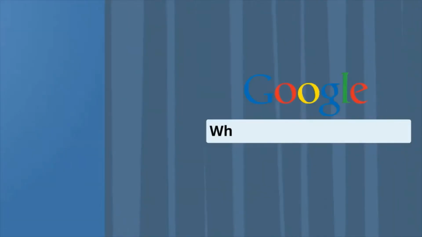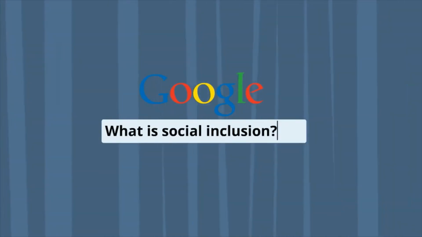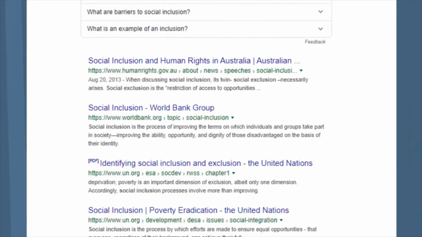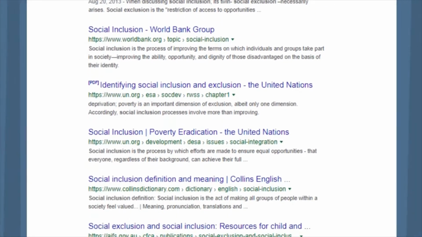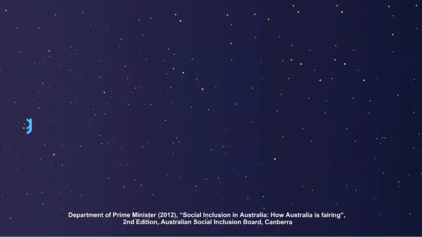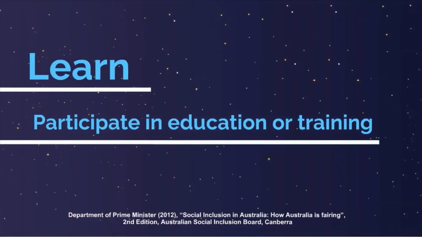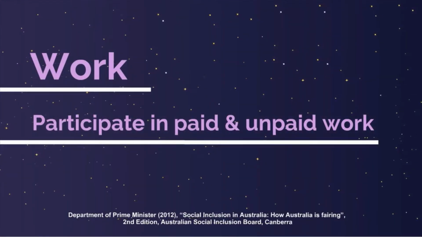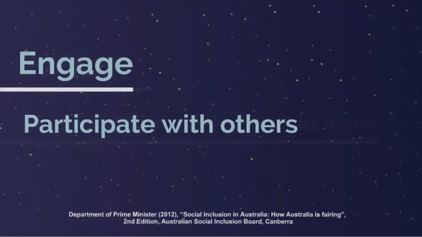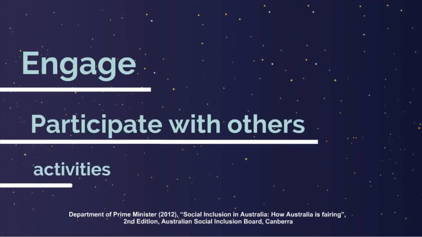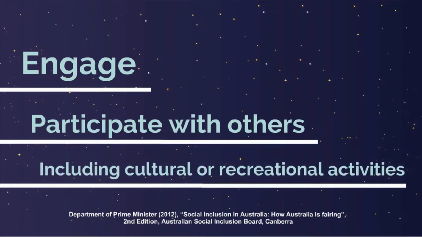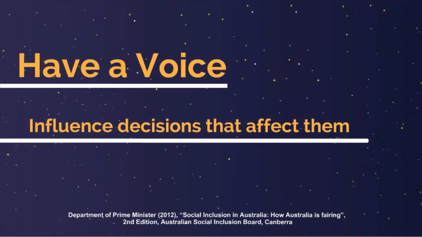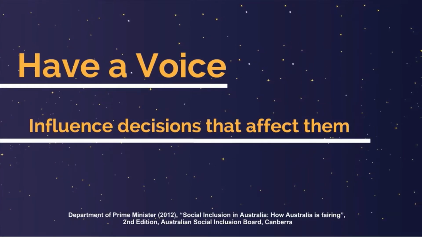When talking about social inclusion, there are lots of different definitions. One used in Australia refers to whether each individual in a community has the ability, resources, and opportunity to learn. Can someone participate in education or training? Work. Can they participate in paid employment or unpaid volunteer opportunities? Engage. Can they participate with others, connect with local services, or engage with cultural or recreational activities? And have a voice. Do they have the ability and the opportunity to influence decisions that affect them?